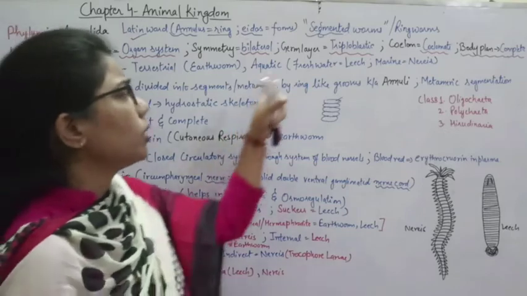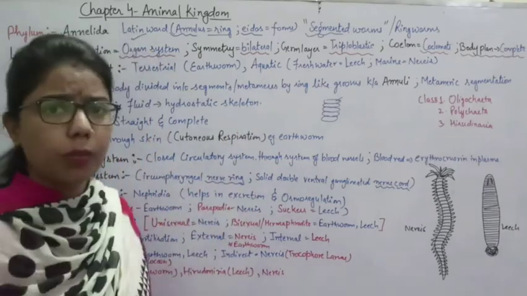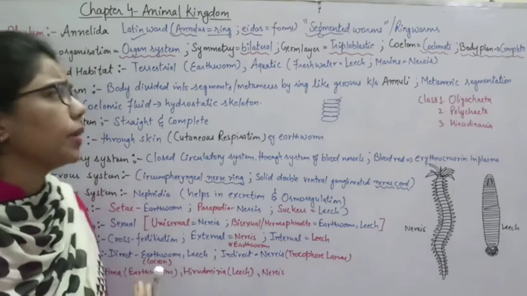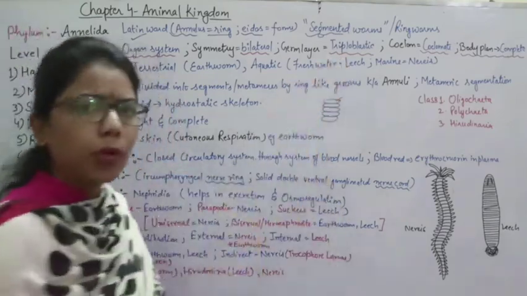Now if we talk about the germ layer. Germ layer is how the germinal layer is formed. We have done ecto, meso and endoderm. So again this germ layer is triploblastic.